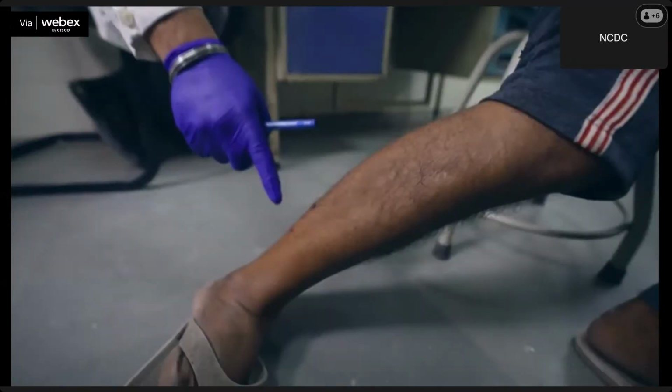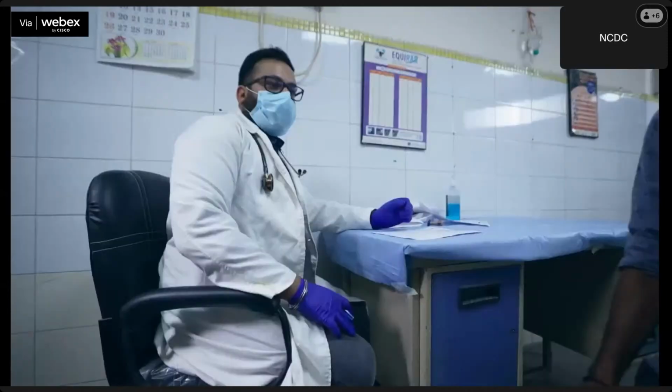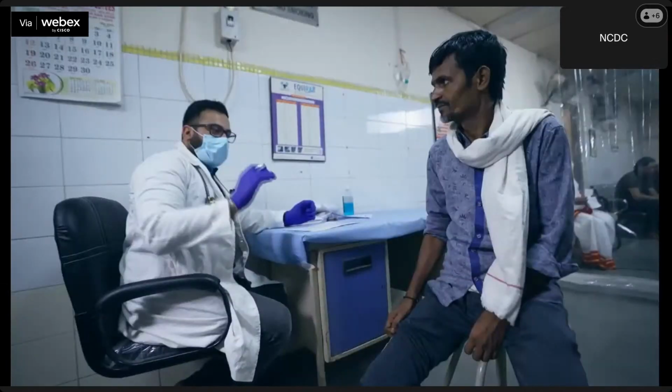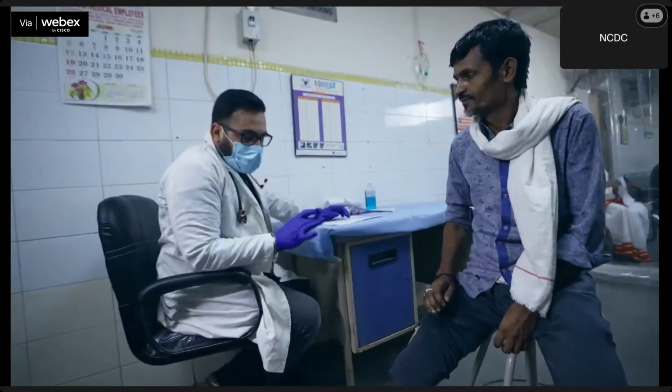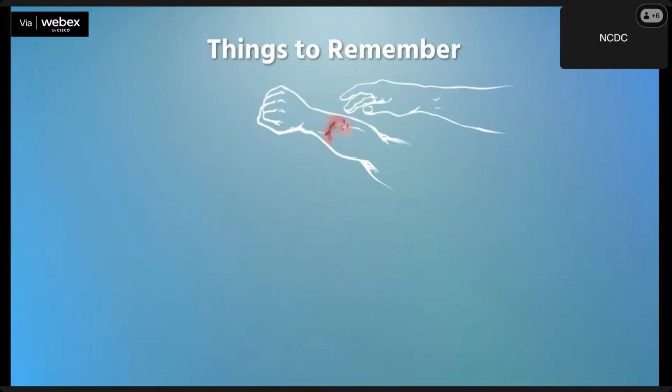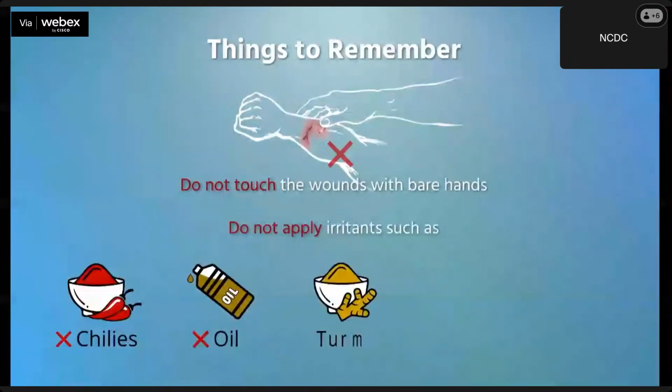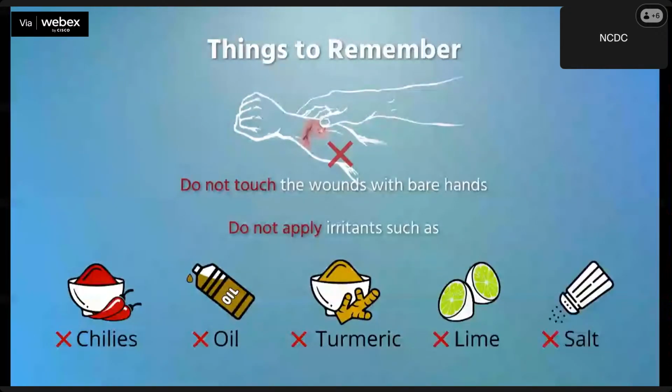The healthcare workers should also explain to the patients that they should not do certain things with the dog bite wound. The most important aspect: do not touch the wounds with bare hands. Do not apply irritants such as chilies, oil, turmeric, lime and salt.